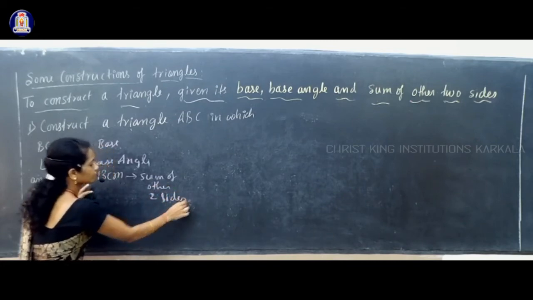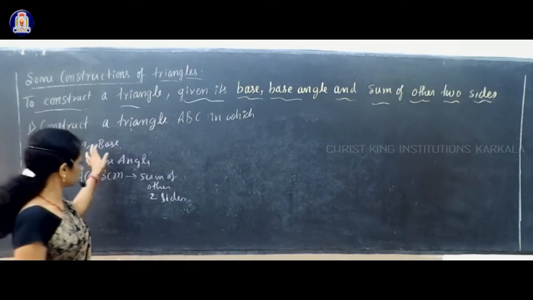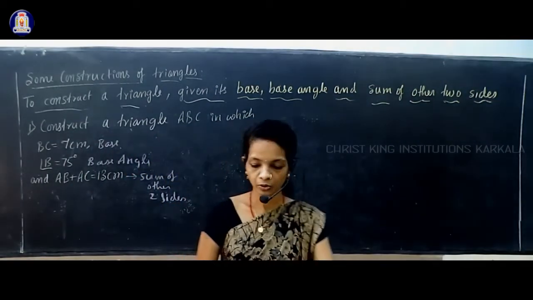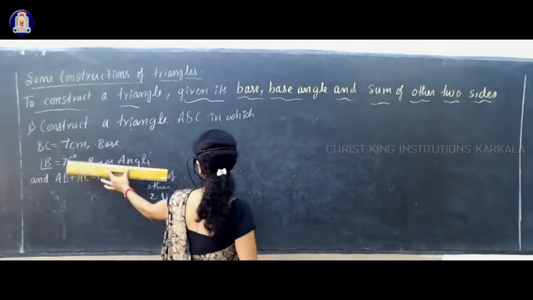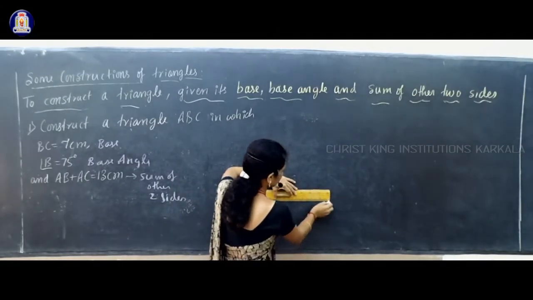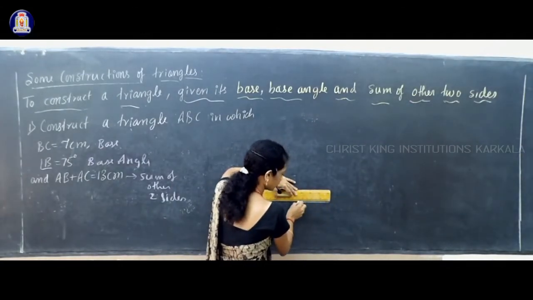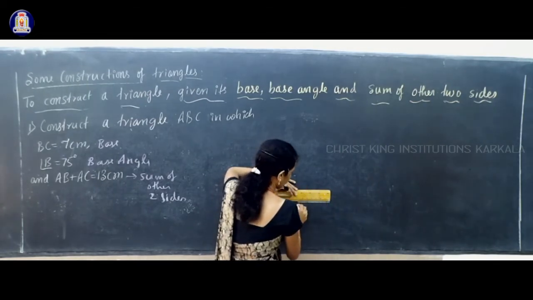So suppose you are given this data, then how do you construct a triangle? The base is given to you, so you have to draw that first. Draw one horizontal line of length 7 cm. So here this is 7 cm, 7 units. You draw exactly 7 cm using a scale.